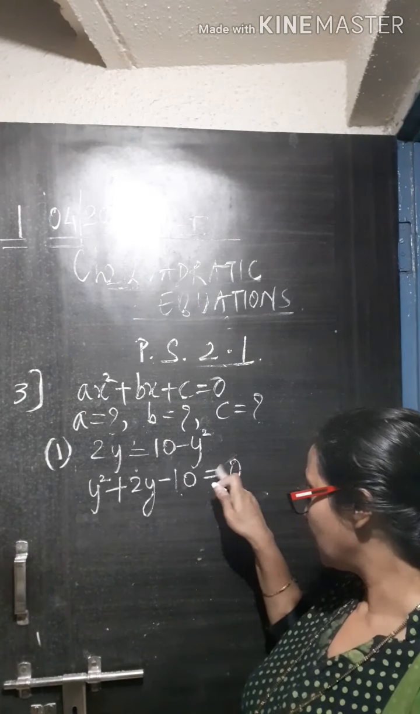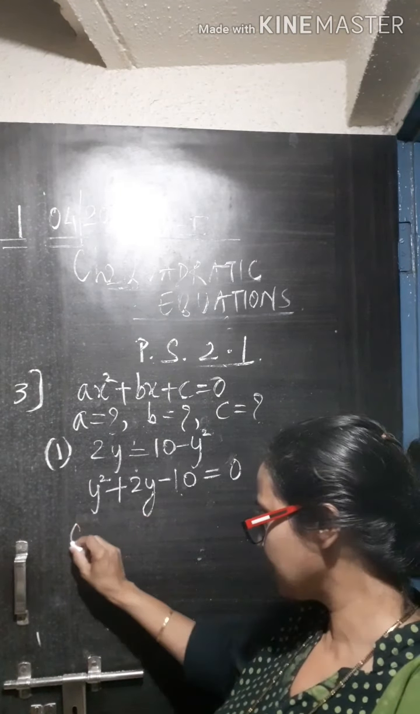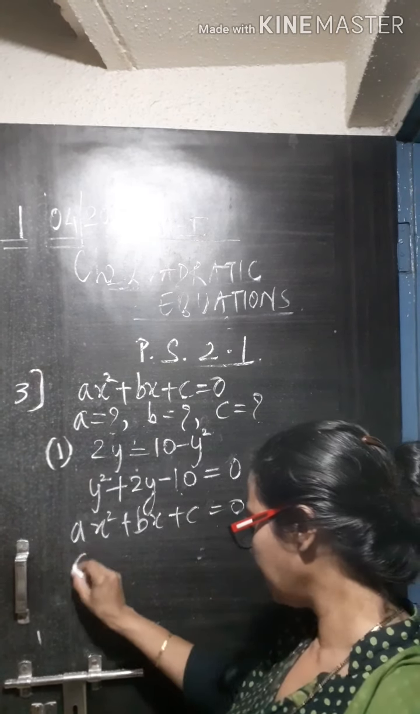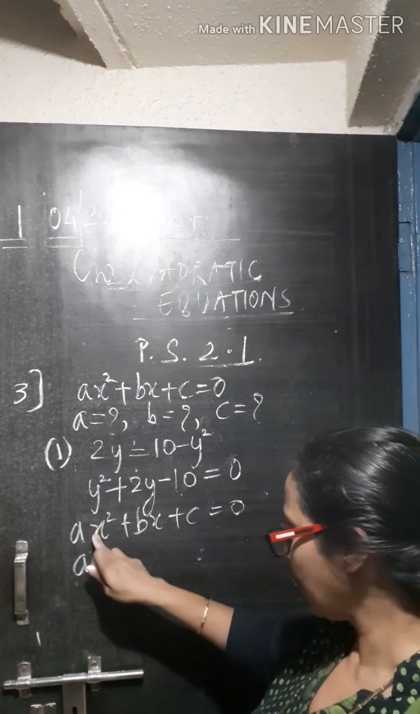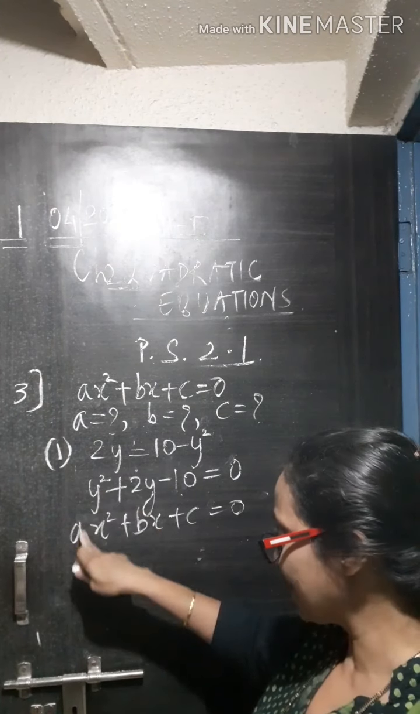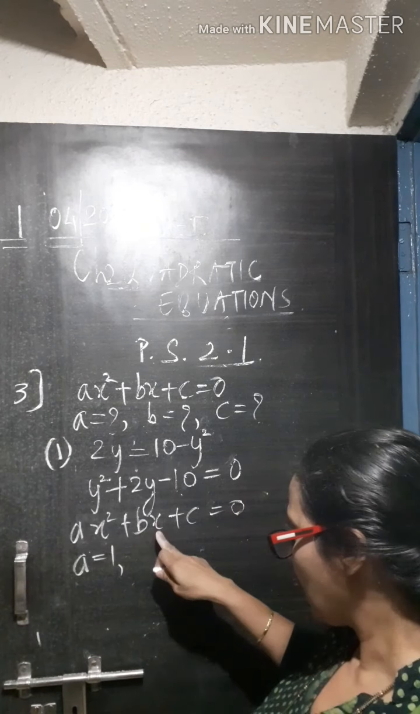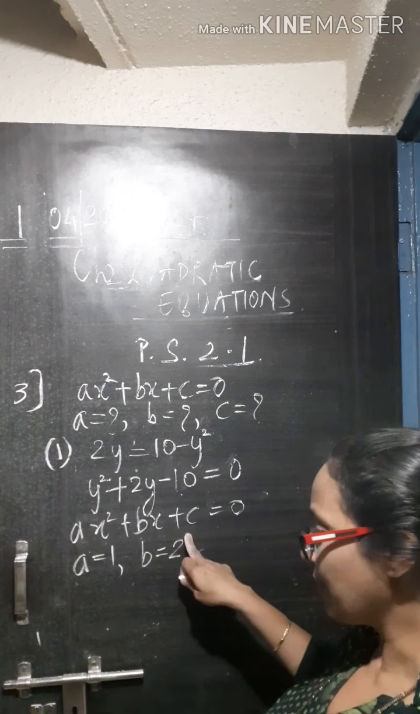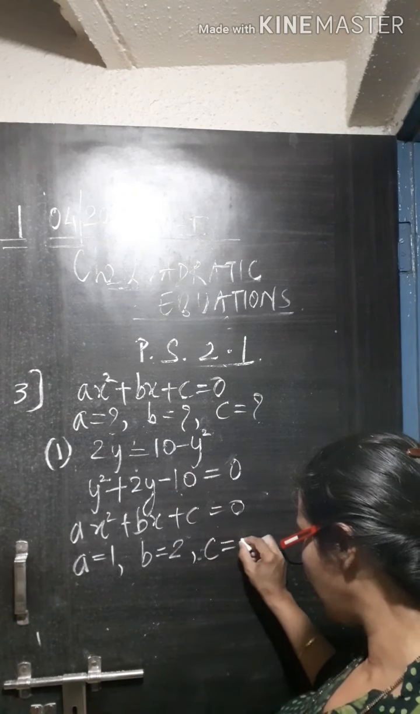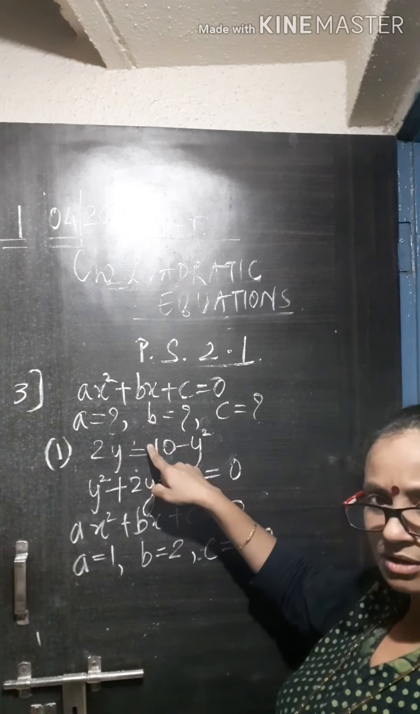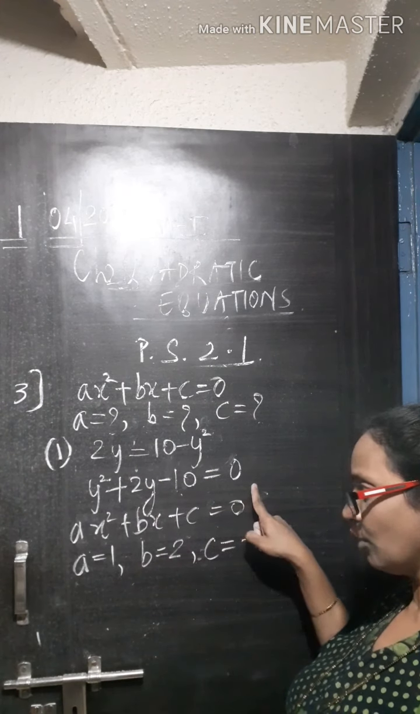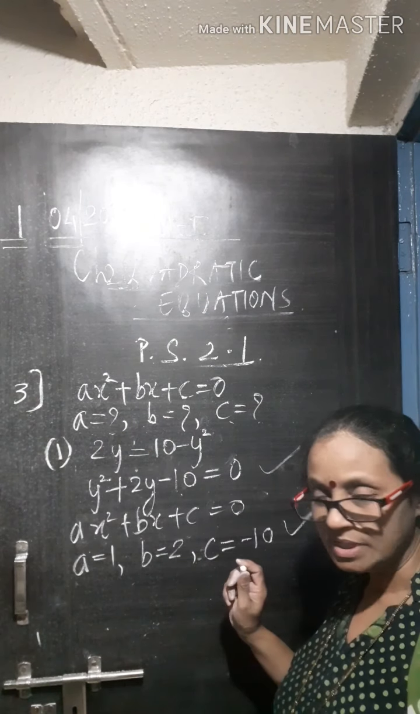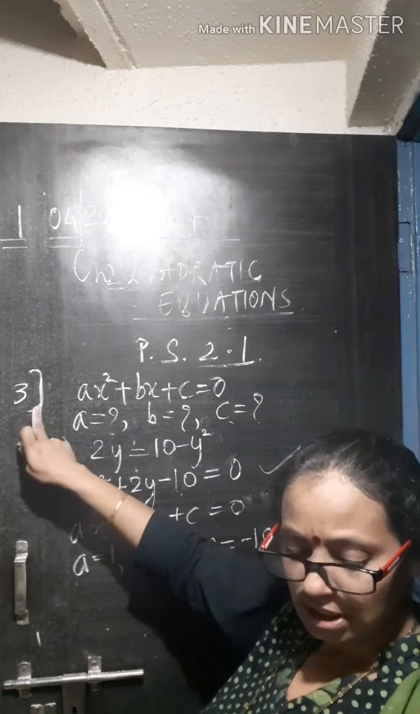Now if I compare with the standard form, ax square plus bx plus c equal to 0, I get what is in place of a? In place of x square we have y square, so a will be 1. In place of x here it is y, so what is there in place of b? Equal to 2. In place of c we have minus 10, so the c value is minus 10. So what is the third question? Arrange in the standard form, we have arranged in standard form. Write the values of a, b, c, we have written down the values of a, b, c. So this is how we are going to answer all the questions in the third question.